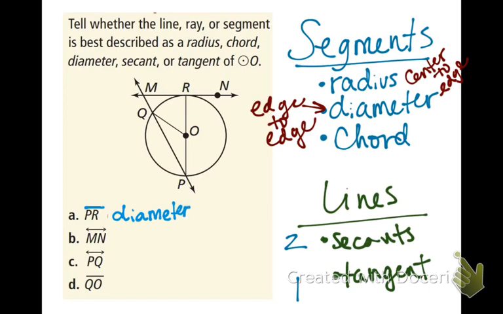Letter B has the arrows. So MN, which is a line. How many times does MN touch the circle? Once, which makes it tangent. PQ is also a line. How many times does PQ touch the circle? Twice, which makes it a secant. And then QO is a segment because of this line above. QO, which would be a radius.